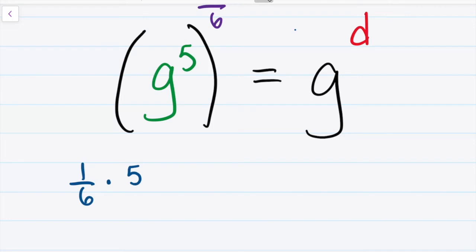Well, first of all, they both need to be fractions. How do you turn the 5 into a fraction? Just put a 1 underneath, and you multiply straight. 1 times 5 is 5. 6 times 1 is 6. So we got ourselves our answer.